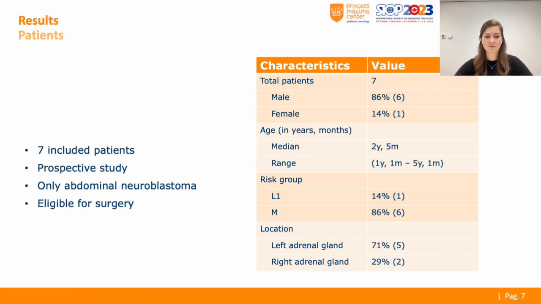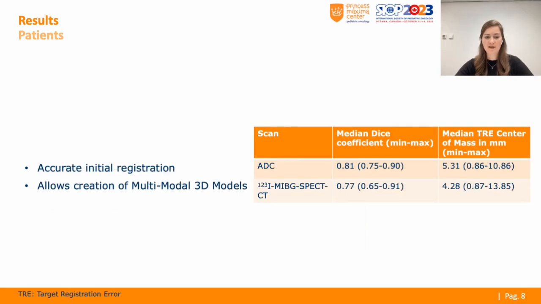So onto the results, we included 7 patients in total in a prospective manner, and we only included patients with an abdominal neuroblastoma who were eligible for surgery. We achieved an accurate initial registration for all patients with a median DICE of 0.81 for the ADC and a median DICE of 0.77 for the MIBG. And the median target registration error was 5.3 for the ADC and 4.3 for MIBG. And this allowed the creation of multimodal 3D models for every patient.